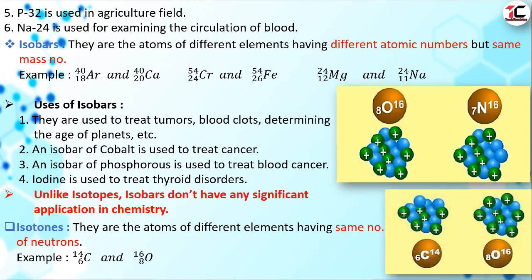Let us see in the diagram. In the diagram, if we count, we can find that there are 8 neutrons in both carbon-14 and oxygen-16.